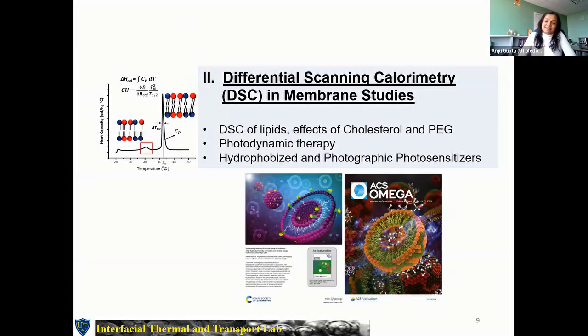I hope I have generated enough enthusiasm in you about lipid bilayers, and you are excited to see how you can contribute in the field through your expertise in thermal sciences. In this section of this talk, I am going to focus on DSC of lipids. I will show you, when you have cholesterol or polymers in your lipid bilayer or membranes, how they impact the thermal analysis studies, and how all that is relevant to photodynamic therapy. And again, I'll briefly show you some of our interesting results with newly discovered photosensitizers.